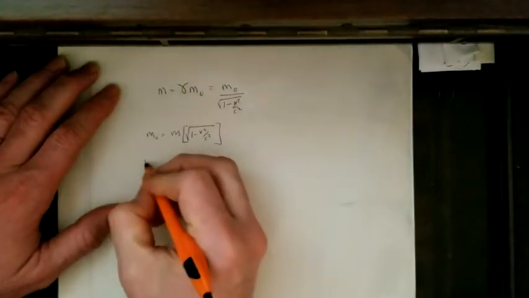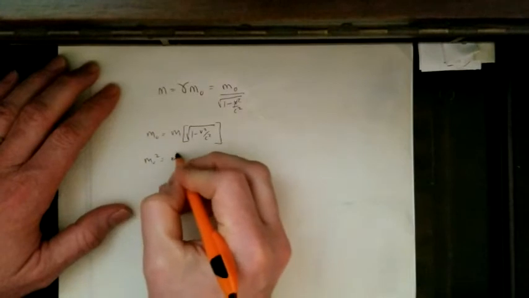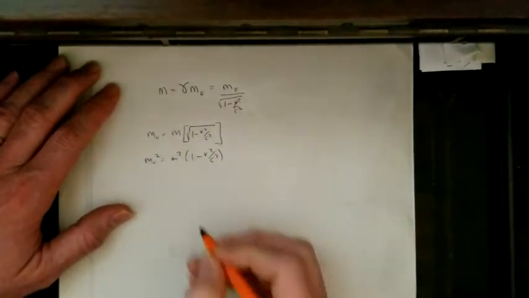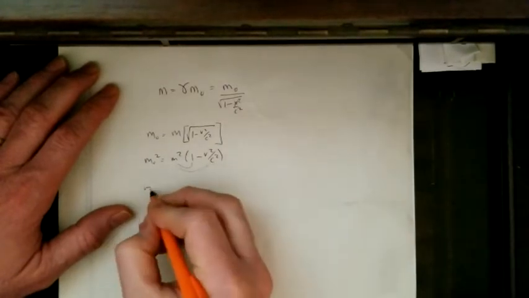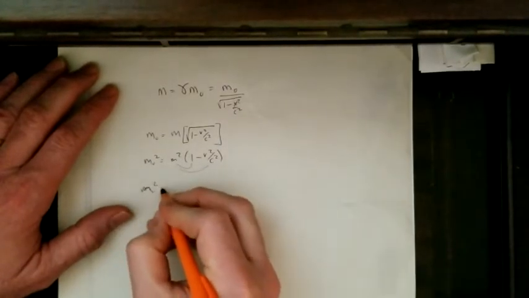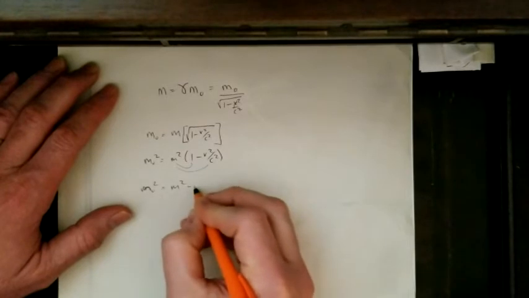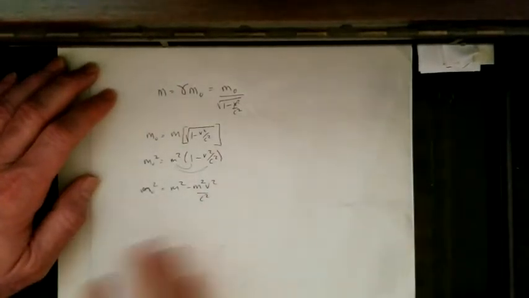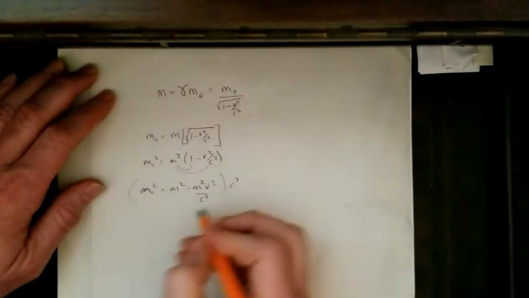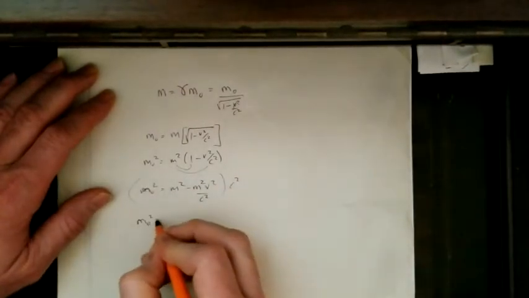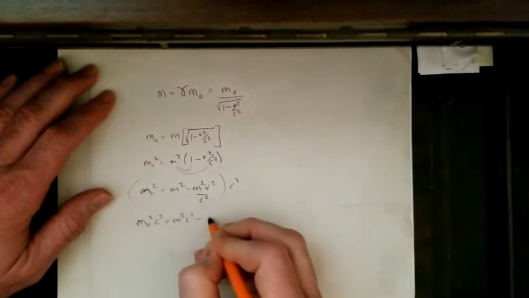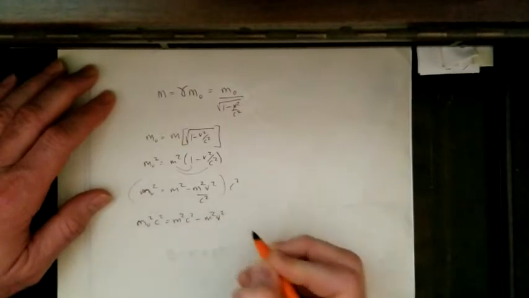If I square both sides, I have m naught squared is equal to m squared times 1 minus v squared over c squared. I want to distribute, so m naught squared equals m squared minus m squared v squared over c squared. And then let's get rid of the fractions by multiplying everything by c squared. So I have m naught squared c squared equals m squared c squared minus m squared v squared.